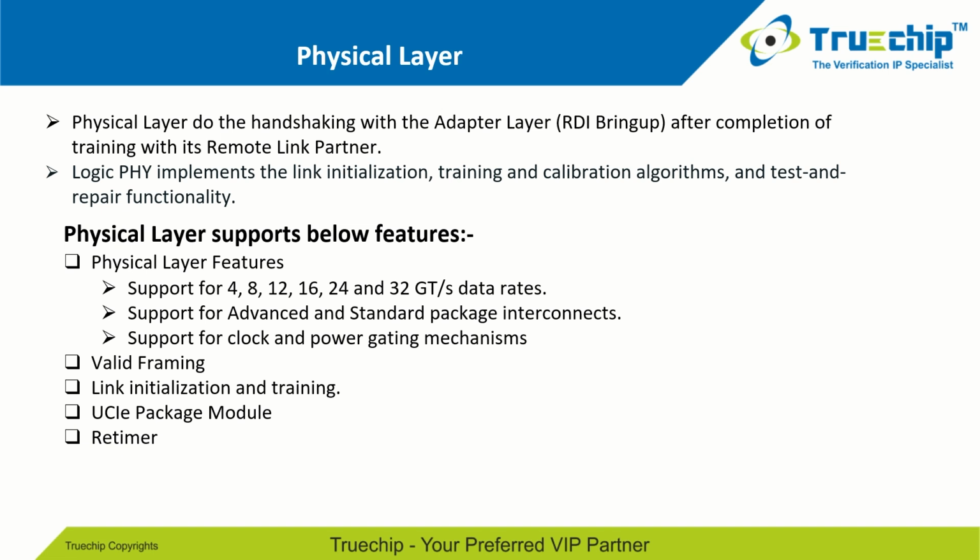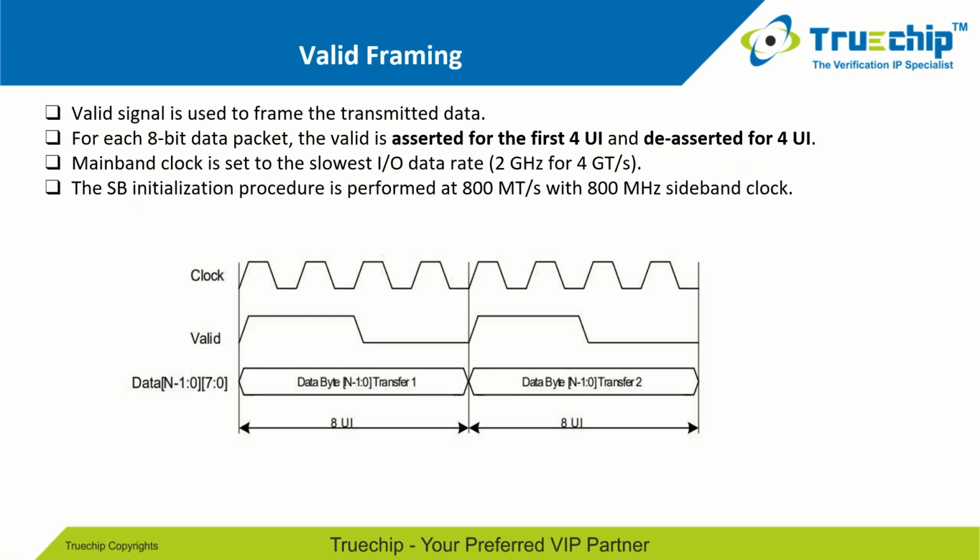Support for clock and power gating mechanism. And the physical layer supports valid framing, link initialization and training, UCIe package module, retimer. So let's start with the valid framing for the physical layer. The valid signal is used to frame the transmitted data. For each 8-bit data packet, the valid is asserted for the first 4 UI, or we can say that the valid is asserted for 2 clock cycles and will be de-asserted for the next 2 clock cycles.